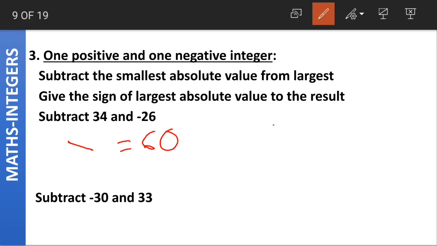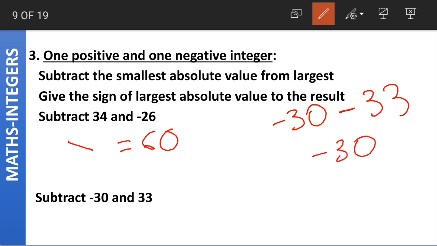Again, next question is subtract minus 30 and 33. Minus 30 is the first integer we have to subtract, and the second integer is 33. Now look at this here. This is taking the form of two negative integers. How do we add? Here both the signs are minus, right?